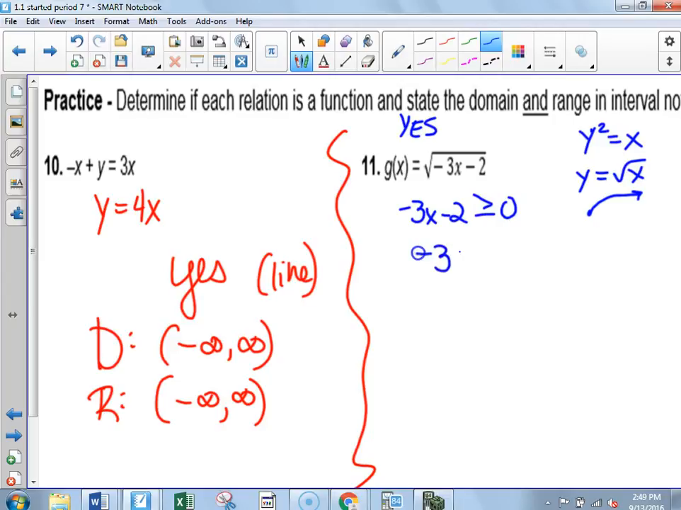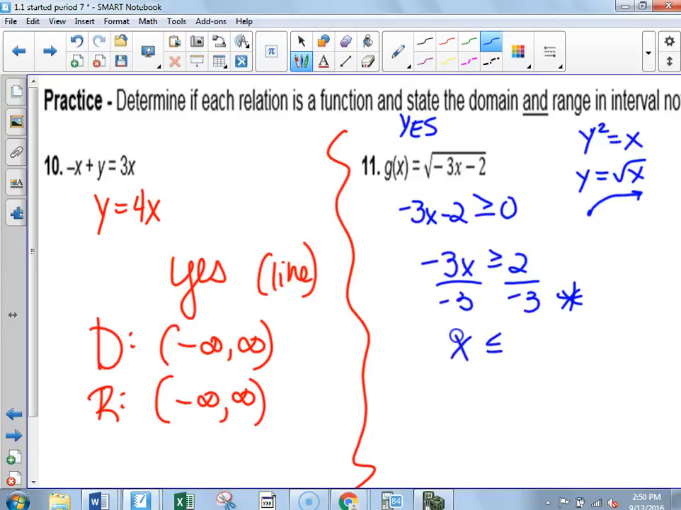Add the 2. Whoops. And then? That's really messy. Let me rewrite that. When we divide by a negative, we had to remember to flip the sign. Now, can you write that in interval notation, anybody?